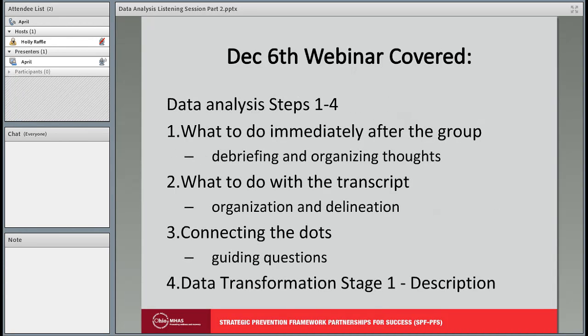So the last webinar covered data analysis steps 1 through 4. We talked about what the qualitative data analysis process consisted of, that it was iterative, process-oriented, continuous, and comparative. We also talked about what to do immediately after the group, what to do with the transcript, connecting the dots, and bringing the first stage of data transformation to bear. So at this point, you should have already debriefed with whoever was assisting with your focus group and organized your thoughts. Send the recording to your transcriptionist and organize that transcription according to delineations by speaker and by your guiding question.